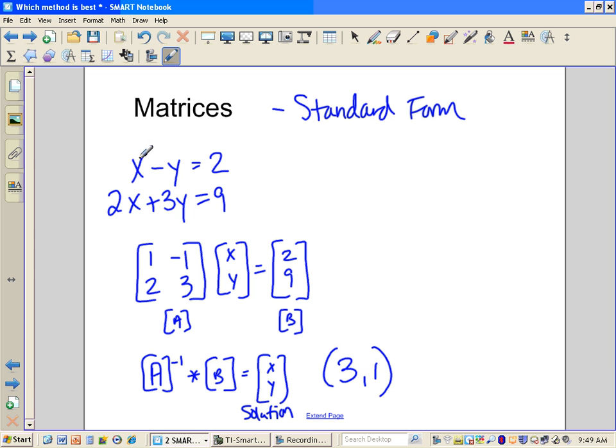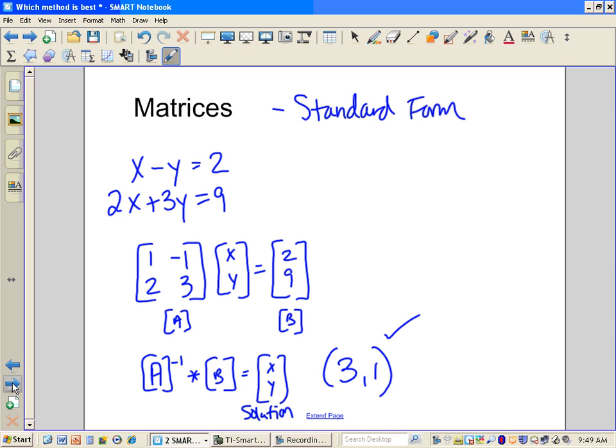If I plug in 3 for x and 1 for y, well, 3 minus 1 is 2. I have to check the second equation because it has to work for both equations. 2 times 3 is 6, 3 times 1 is 3, 6 and 3 is 9, so that works. Check. If both of your equations are not in standard form, but you really want to use a matrix, then you are just going to have to convert or alter the equation so that it's in standard form. Maybe you had to bring the y over or the x over, that sort of thing. But if both are in standard form to begin with, then a matrix equation is a nice option.